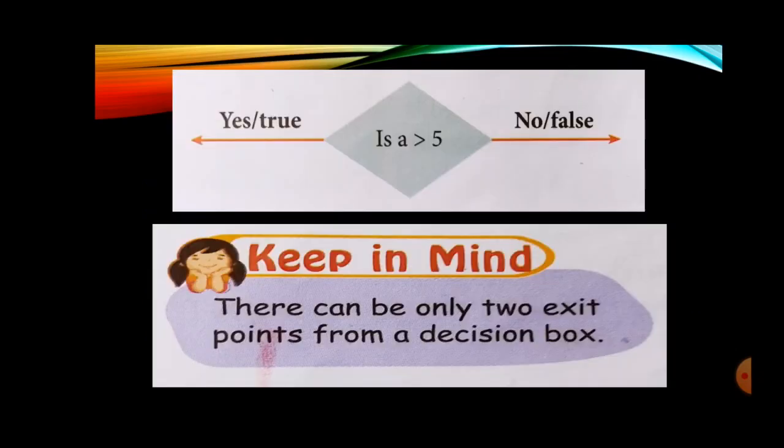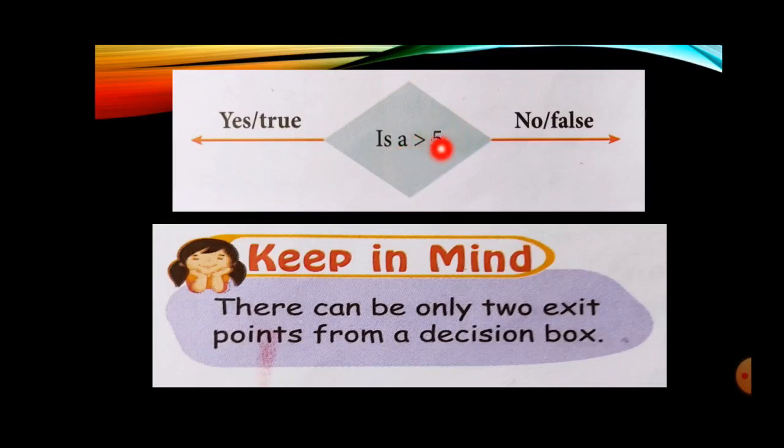Student, always remember that you test a condition in the decision box, and if the condition is true, you follow one path, and if the condition is false, you follow the other path. It means there can be only two exit points from a decision box. You can see this is a diamond shape or rhombus. This shape is known as the decision box. You can see the condition is A is greater than 5. You can write B here also.